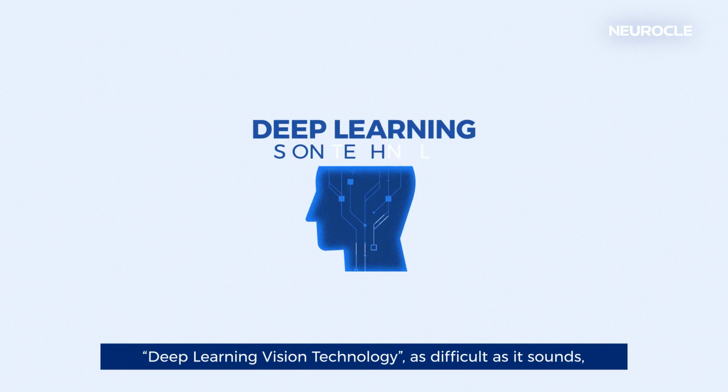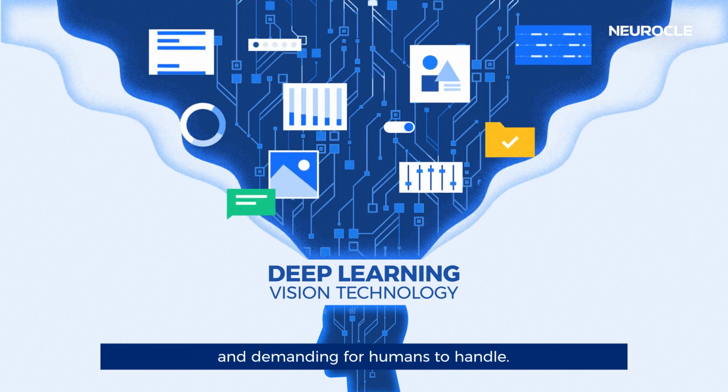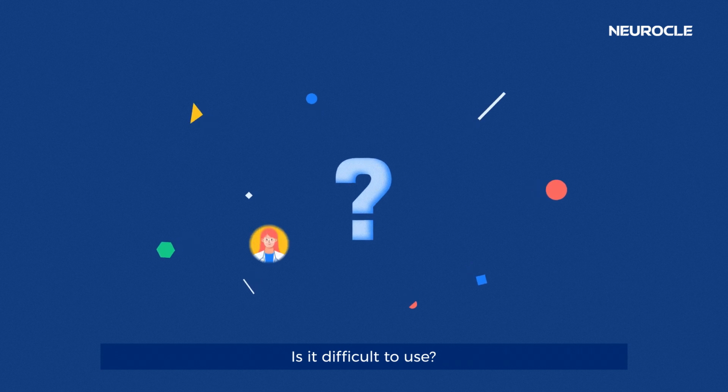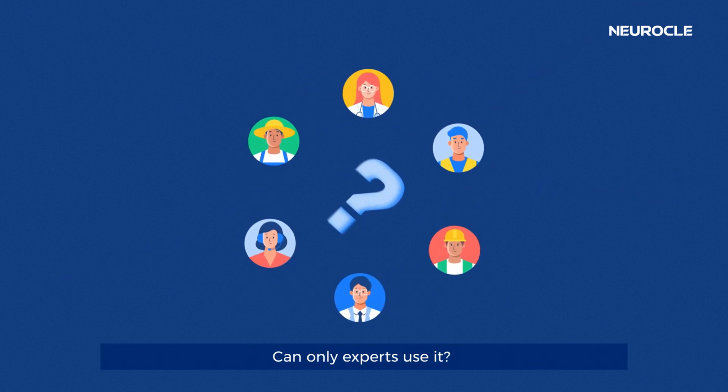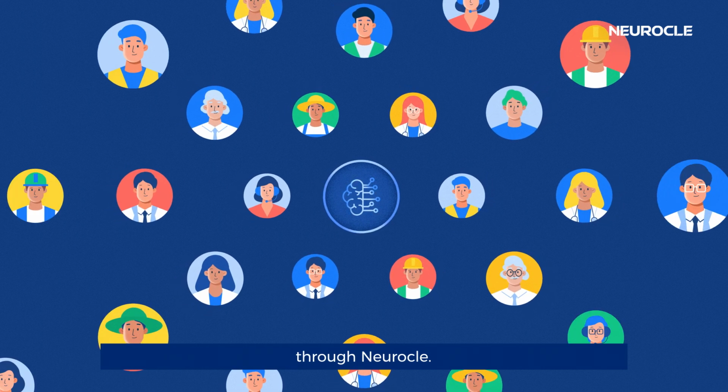Deep learning vision technology, as difficult as it sounds, can easily solve tasks that are too complex and demanding for humans to handle. Is it difficult to use? Can only experts use it? No, now anyone can easily use deep learning vision through Neurocle.